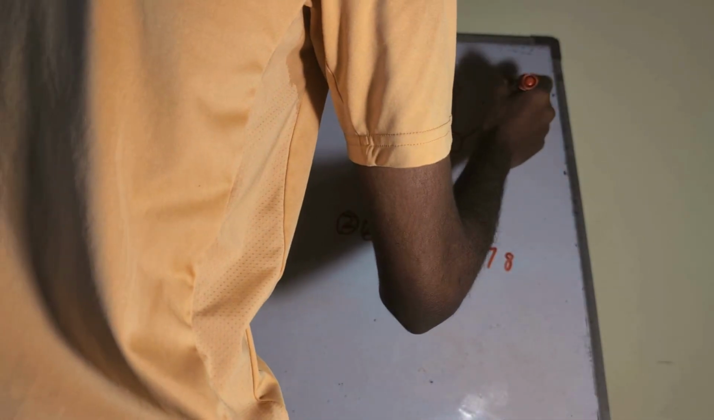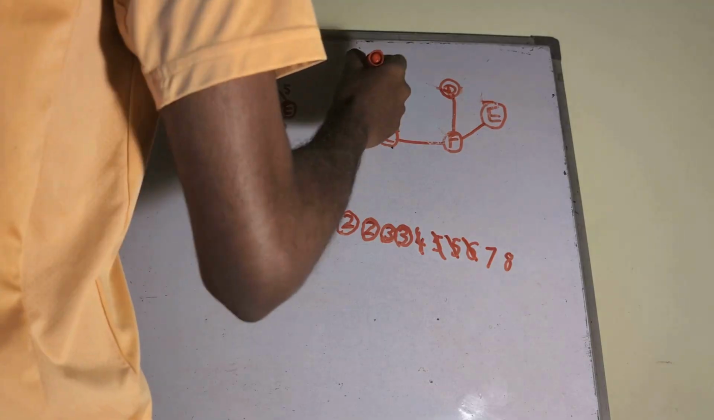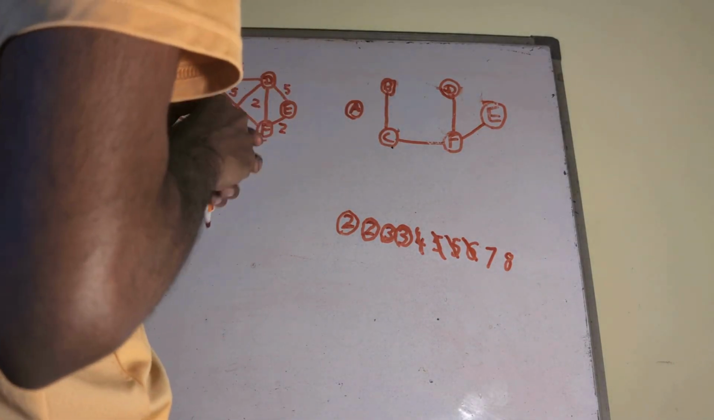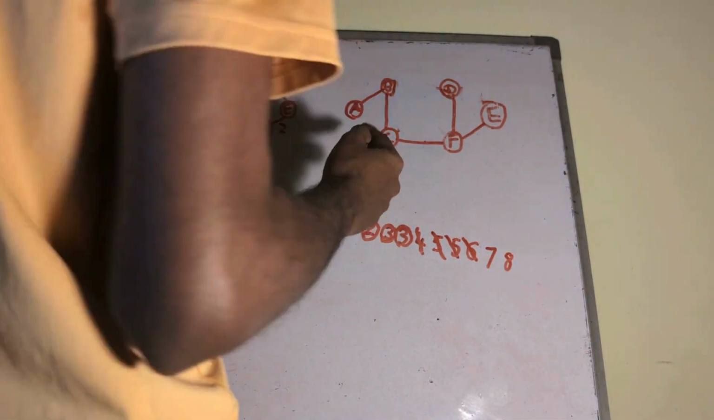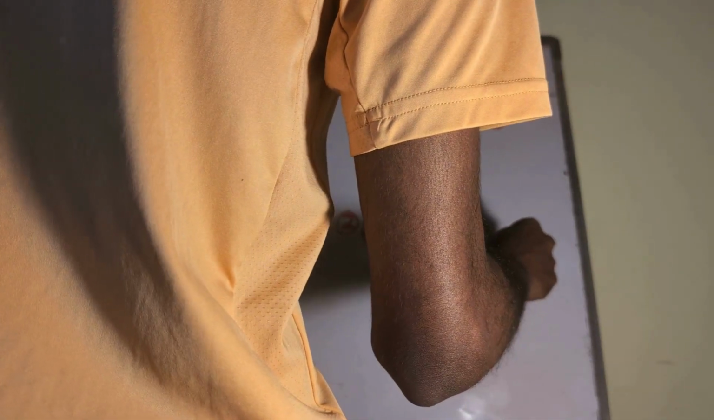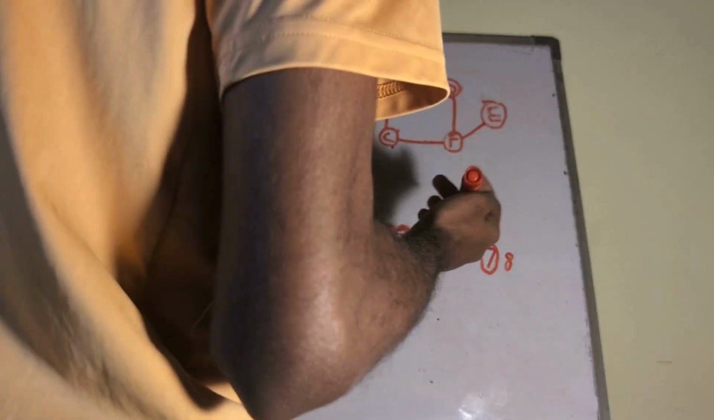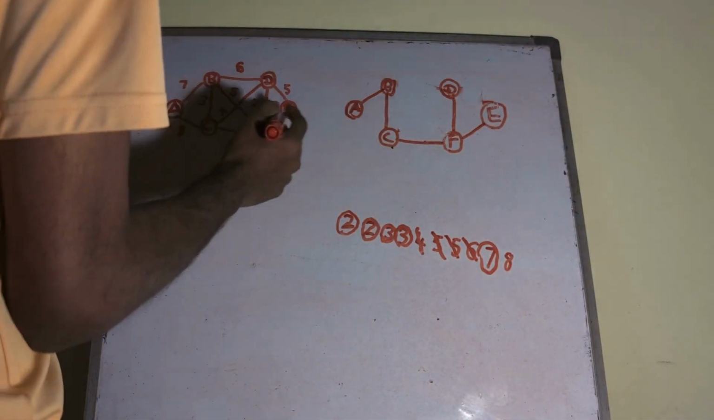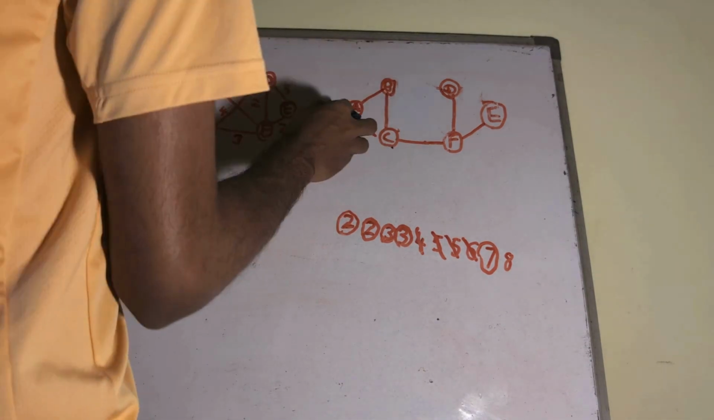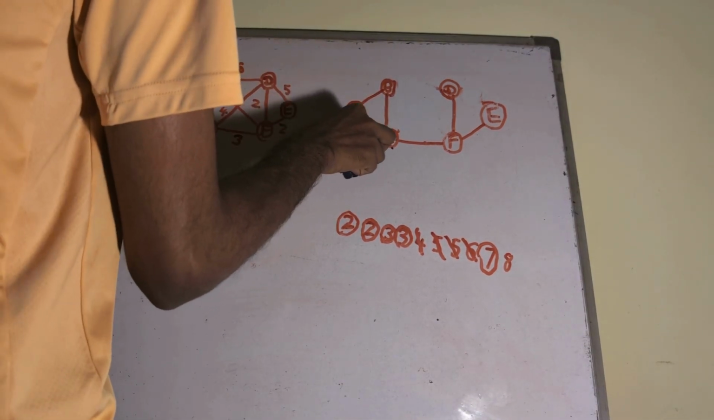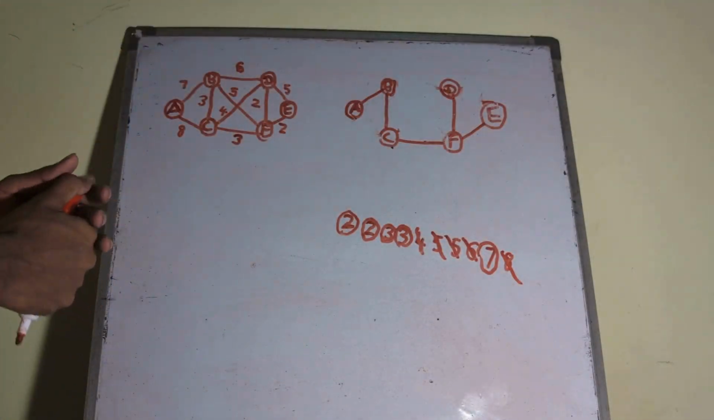Next one is 7. 7 is A and B. A and B can be taken because no cycle is created. So you can take the 7 and join the A and B edges. So 8 is AC, which cannot be taken because a cycle is created. You cannot take the 8 weight. So you can see every vertex is connected.